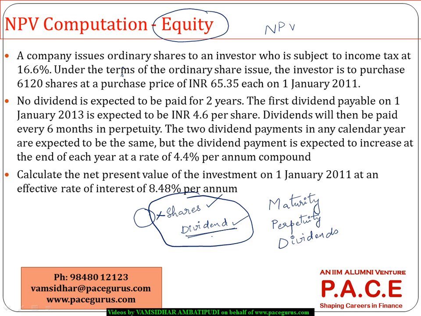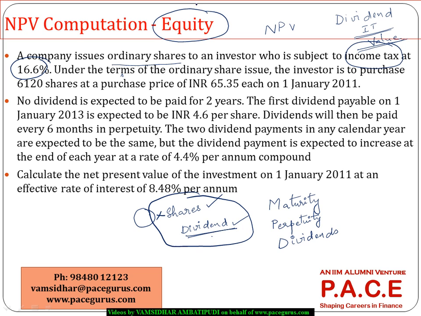A company issues ordinary shares to an investor who is subjected to income tax at 16.6%. Whatever dividend he is getting, he has to pay income tax on it. So what he would be getting, and has to consider as part of his value creation process, is only the amount after the deduction for tax.